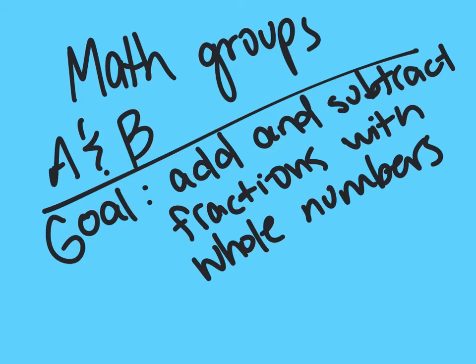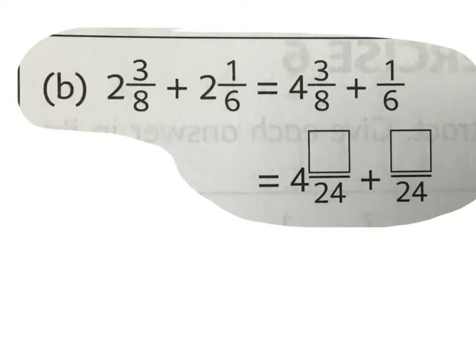All right, today for math for both A and B, the goal is to add and subtract fractions with whole numbers. So right here we have 2 3/8 plus 2 1/6. What you want to do first is add the whole numbers. So I'm going to highlight the whole numbers.